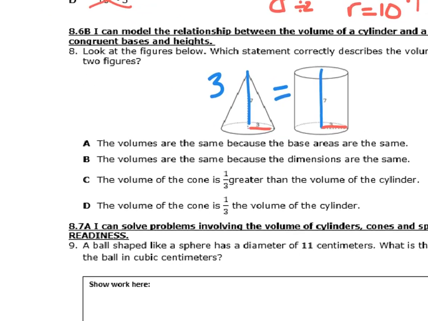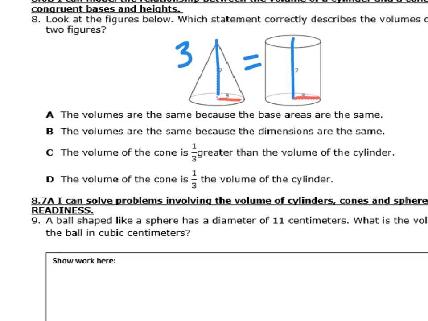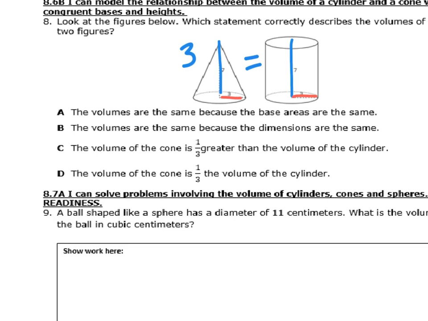So I'm going to look for the answer choice that shows that relationship. So the volumes are not going to be the same. The cone is going to be smaller. 3 cones can fit in 1 cylinder. The volumes are the same because the dimensions are the same. Again, they're not going to be the same. The volume of the cone is 1/3 greater than the volume of a cylinder.